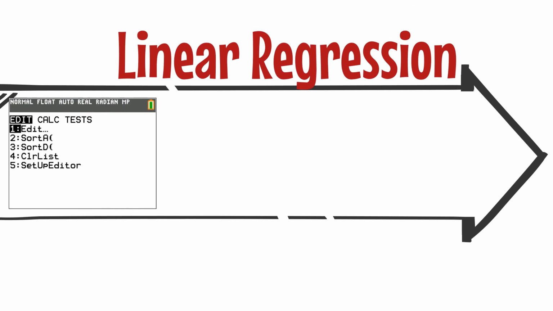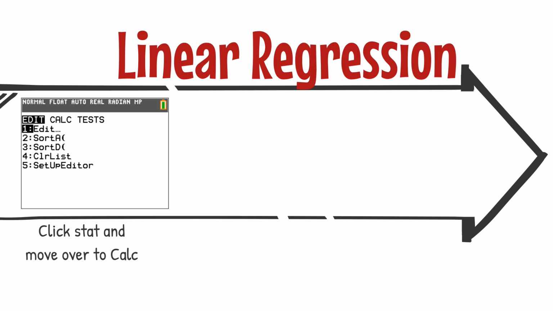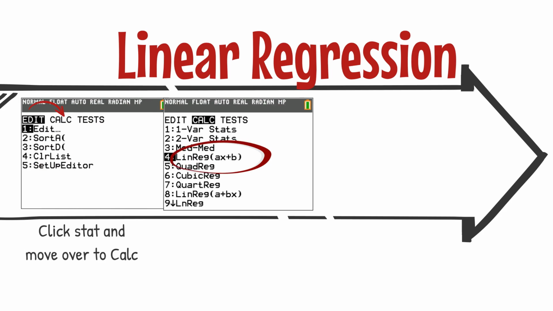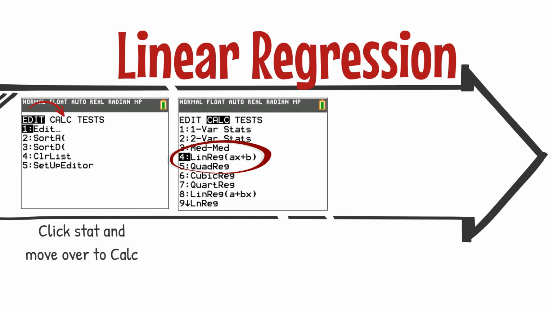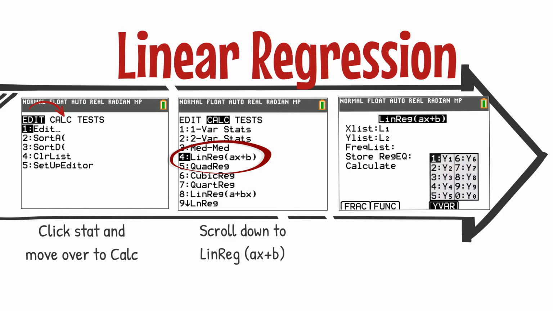Next, we will find the linear regression using stat, then we scroll over to calc, then scrolling down to LinReg, L-I-N-R-E-G, ax plus b, or hitting the number 4. Make sure L1 is in for X's and L2 is in for Y's.